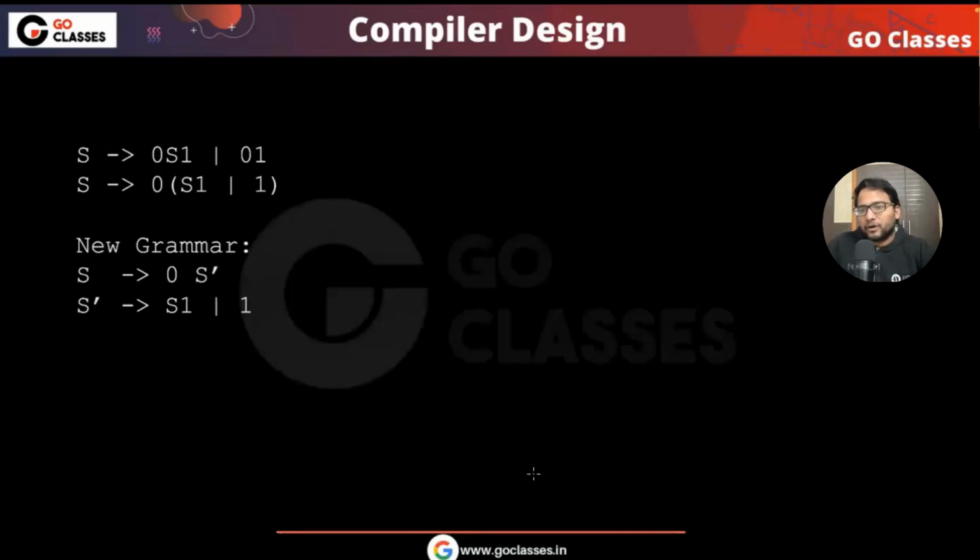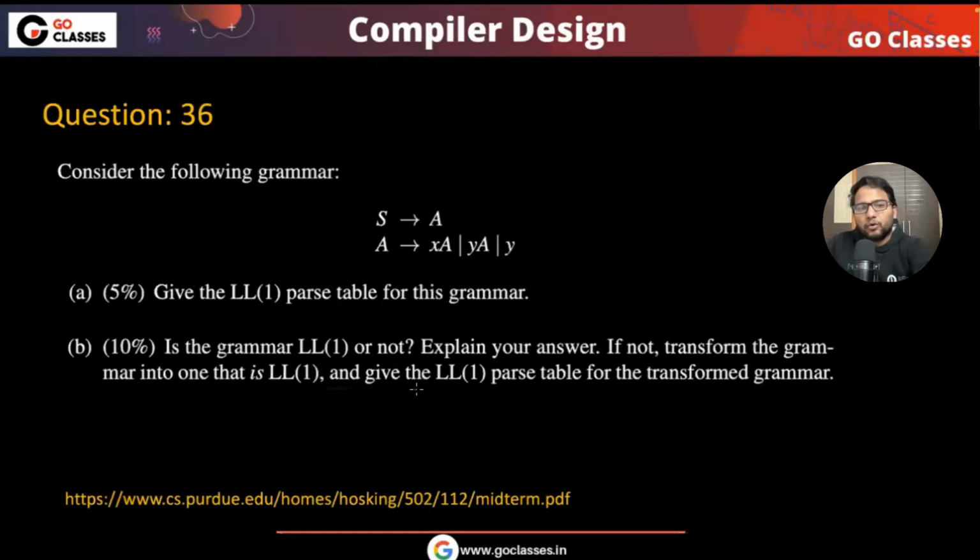Now let's see more questions. What they're saying is, give the LL1 parsing table for this grammar. Is this an LL1 grammar?